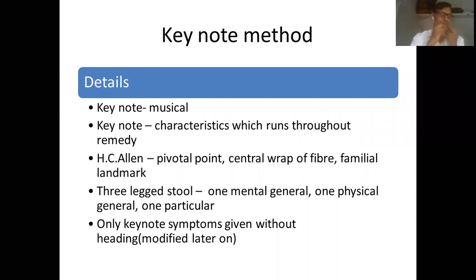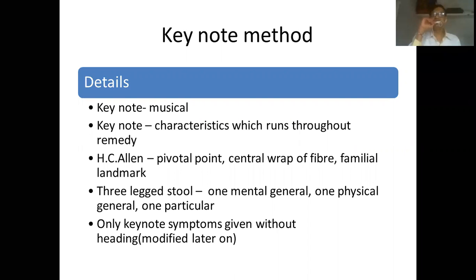So keynote is the basic tune of that song, the rag, around which the whole song is revolving. The whole rag is evolving. You understand the keynote word refers to the musical field, and in the musical field there are certain basic keynotes on the basis of which various songs are evolved and created.